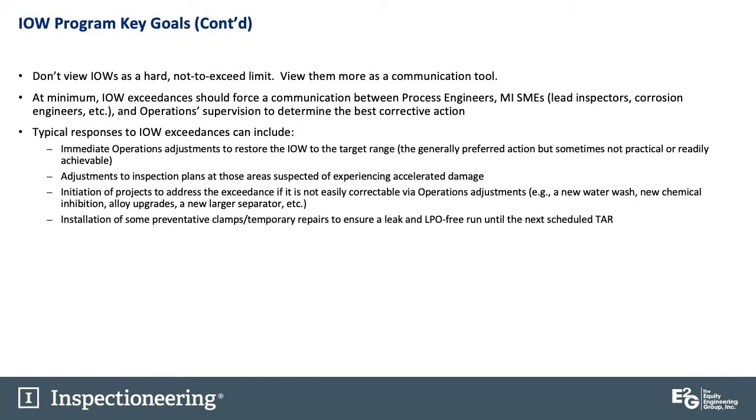Another typical response could be adjustments to the inspection plans of those areas suspected of experiencing accelerated damage. And that's a really good notion that has come a long way in recent years. Historically, inspection departments tended to follow those API code intervals for inspection, 5 or 10 years, or 3 years for injection points, and operate in a silo with that information, only adjusting those plans if their data indicates they should, but not taking into account operational changes that are occurring in the unit. And that's how we get surprised.